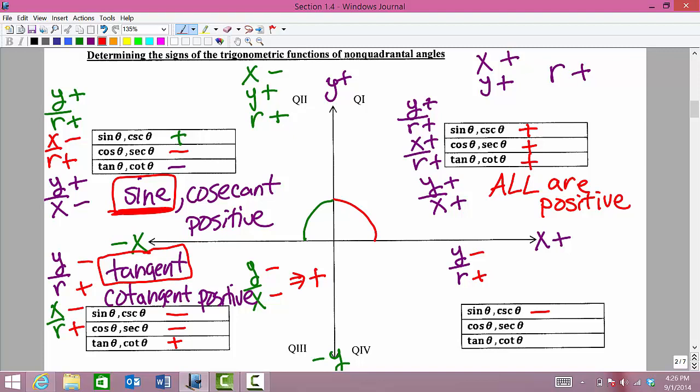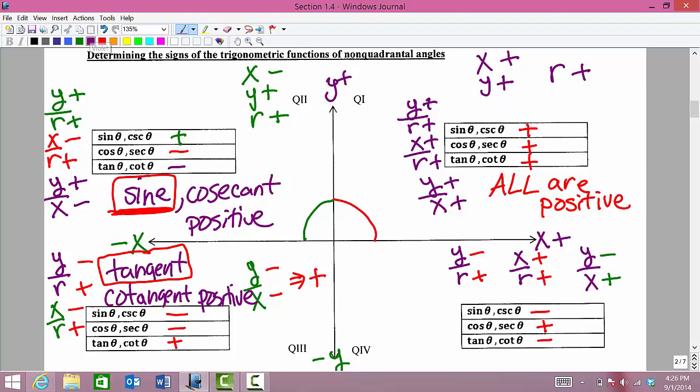Cosine theta, secant theta. Well, cosine is x over r. X this time is positive. R is positive. A positive divided by a positive is positive. So cosine will be positive as well as secant. And lastly, tangent. Tangent is y divided by x. Y is negative, x is positive. A negative divided by a positive will also be negative. So tangent will be negative and cotangent will be negative in quadrant 4.